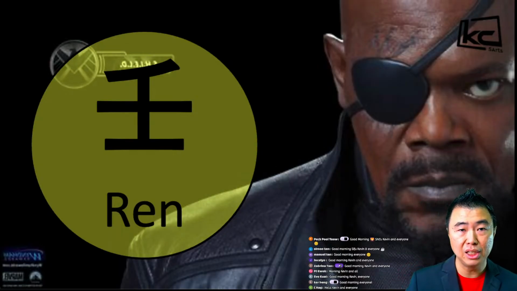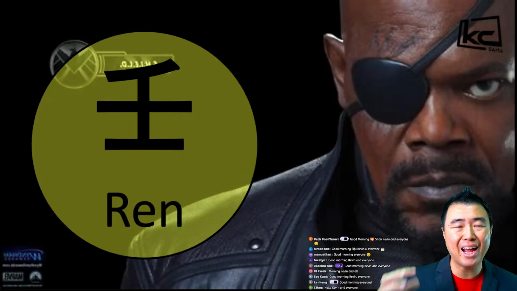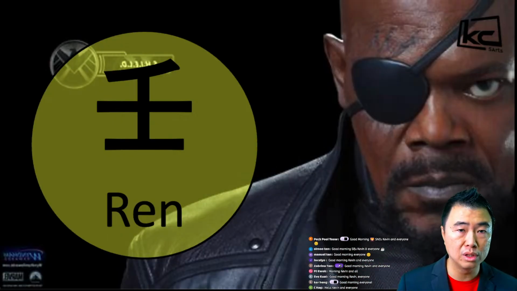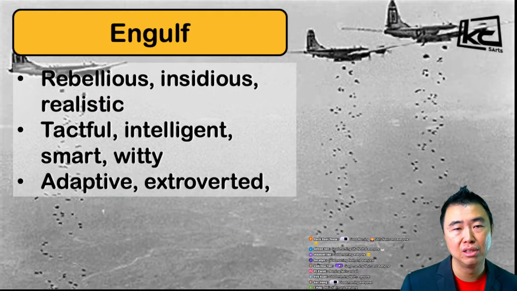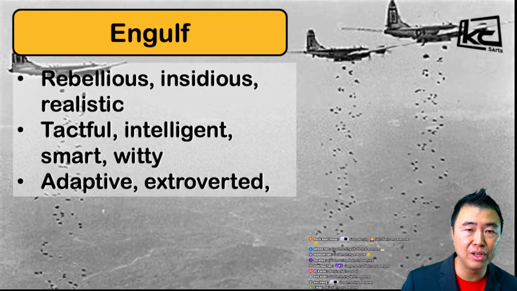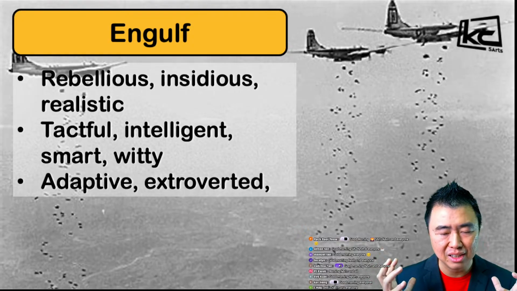Right, so this is basically the overall general package when you take a look at Ren Water, right? So the overall arching terminology is basically engulfing. Ren energy is a very engulfing energy. So you just imagine submerging yourself into water. That sort of engulfing situation, right?